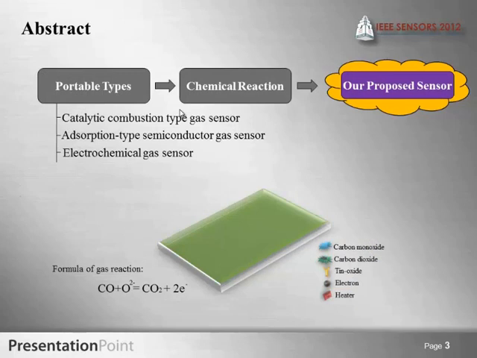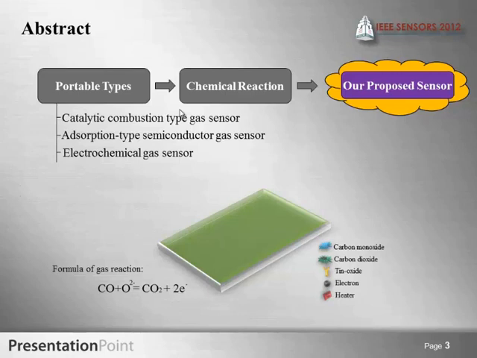The first topic here is abstract, which briefly introduces the CMOS MEMS gas sensor. The conventional prototype gas sensors are mainly divided into three forms: catalytic combustion type, absorption type, and electrochemical types. The chemical reaction functions are marked below.